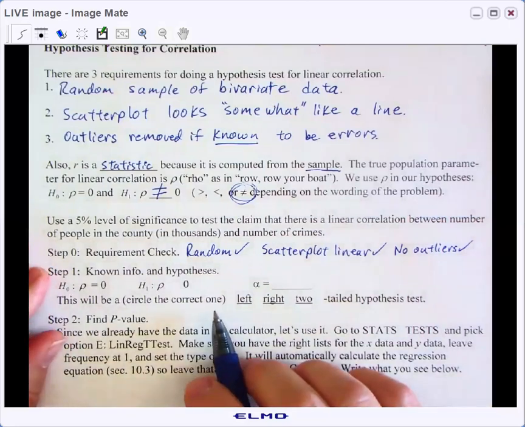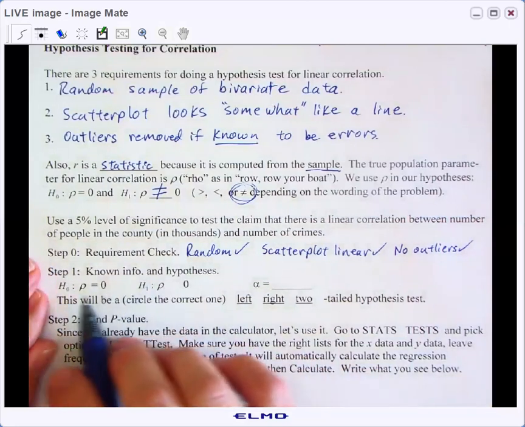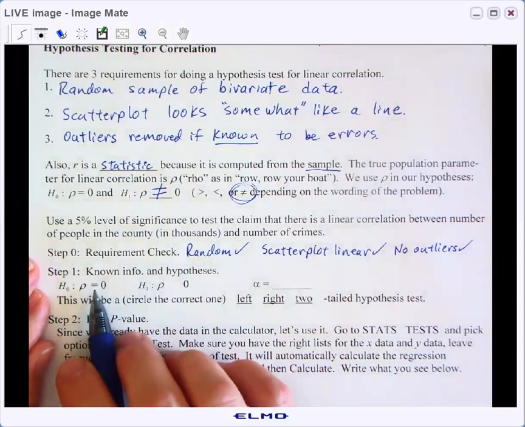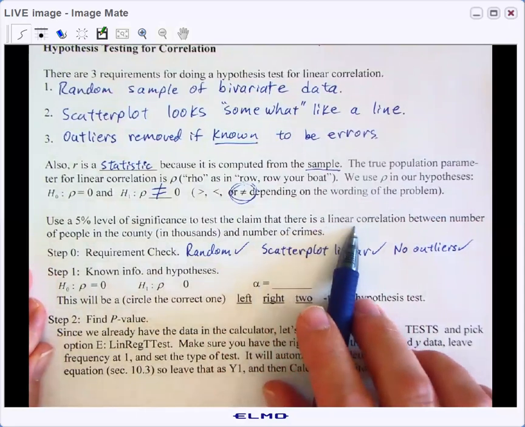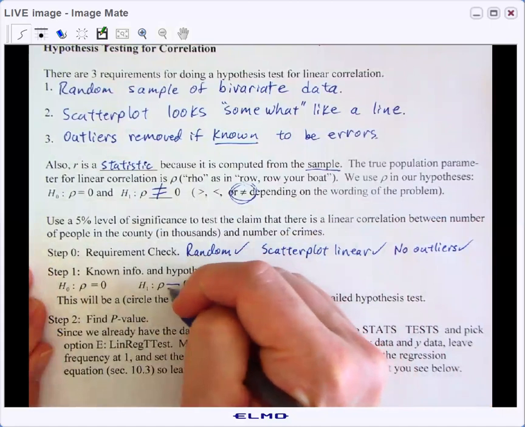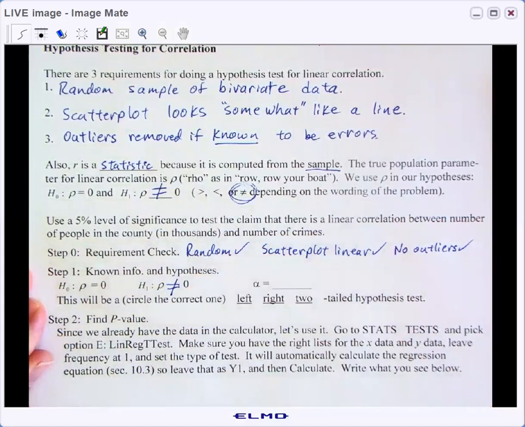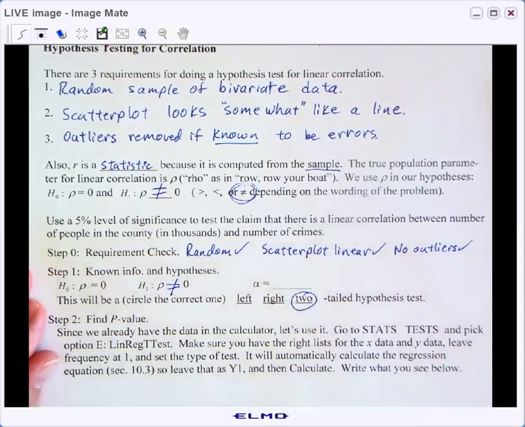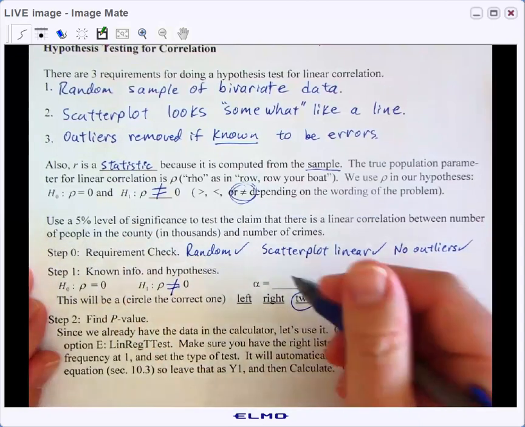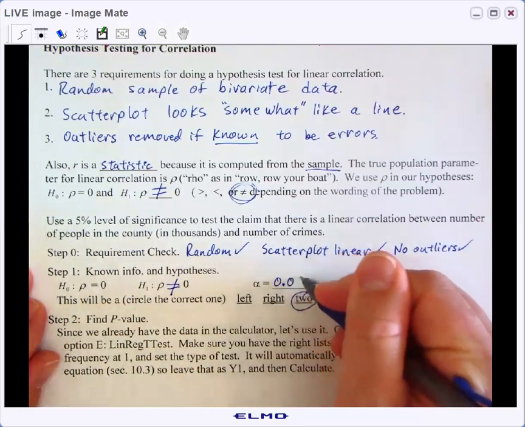So let's write out our hypotheses. Again, our default assumption is that there's no correlation until we have evidence otherwise. And in this case, it just checked for linear correlation. It didn't say positive linear correlation. It didn't say negative linear correlation. It just said linear correlation. So it could have been positive or negative. So this is going to be a not equals to and be a two-tailed test. And we remember that our level of significance is 0.05.